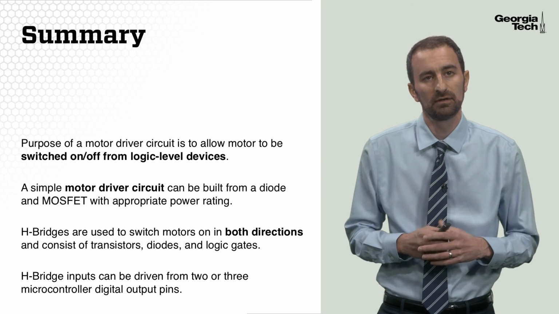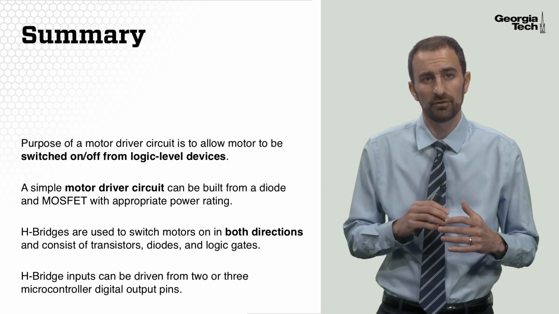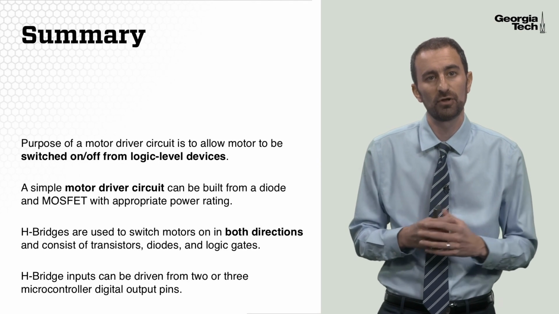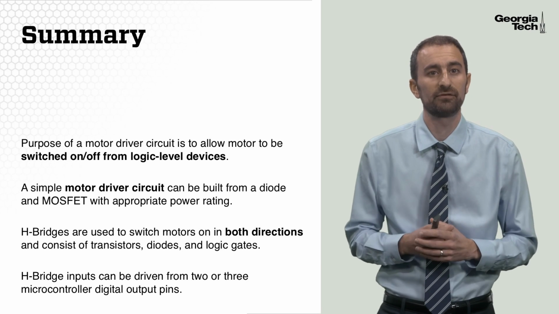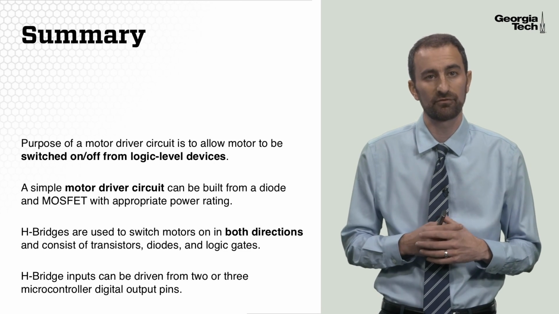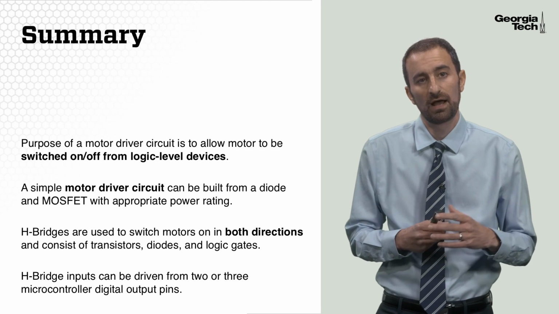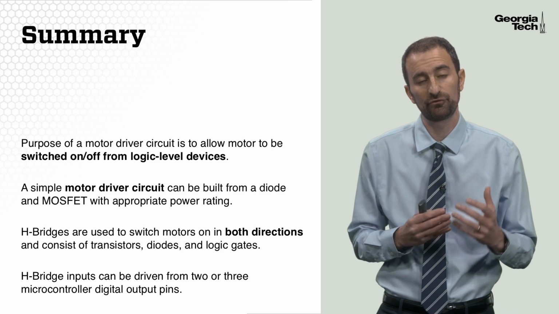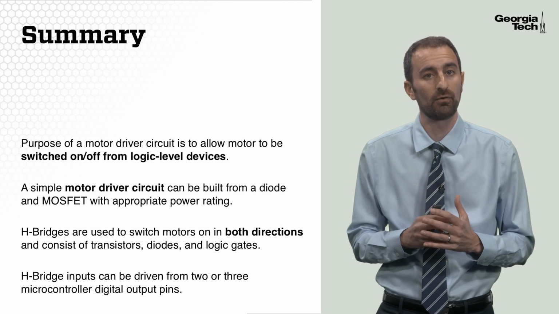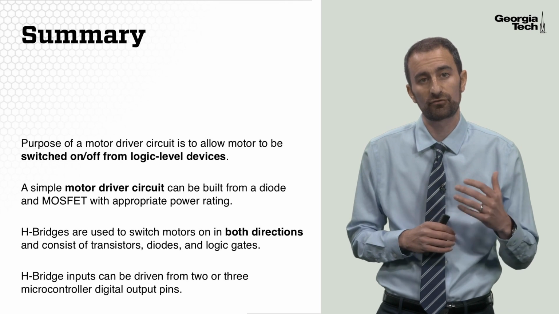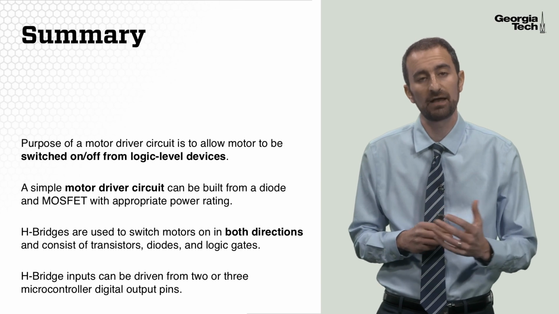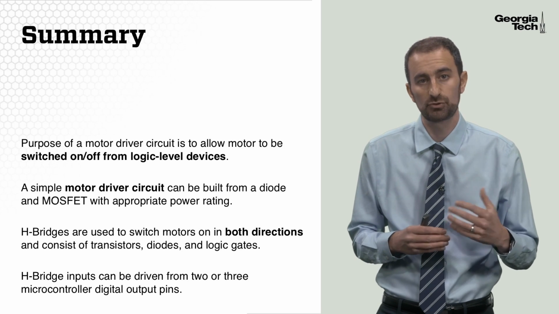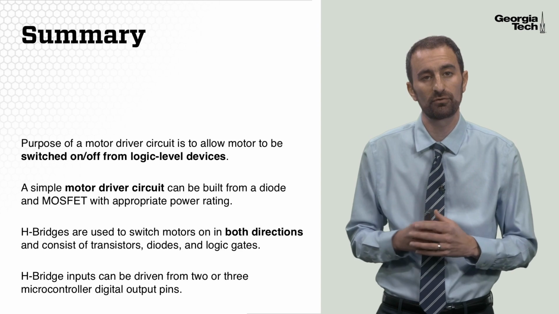To summarize what we've learned in this lesson, the purpose of a motor driver circuit is to allow us to switch a motor or some other type of load on or off from a logic level device. We can build a simple motor driver circuit from just a MOSFET and a diode, and we have to make sure that our MOSFET has an appropriate power rating. H-bridges are used to switch a motor on in one direction or another, and they consist of transistors to act as solid-state switches, diodes, and then internal logic gates. Finally, H-bridge inputs can be driven by only 2 or maybe 3 microcontroller digital output pins.